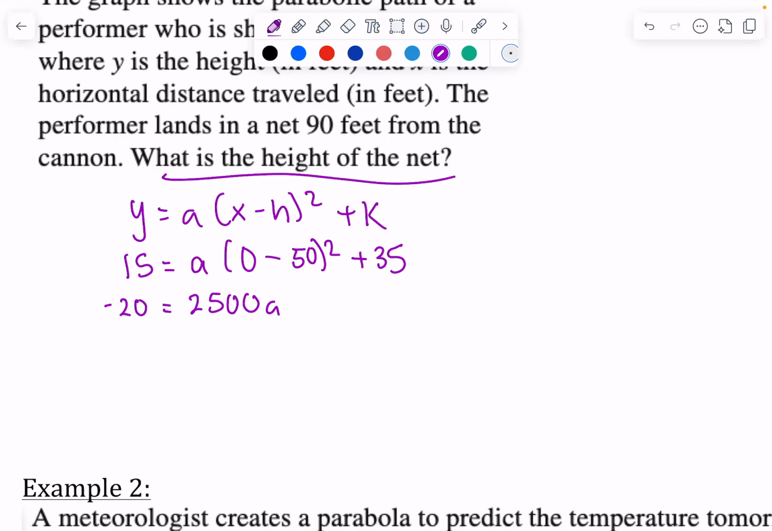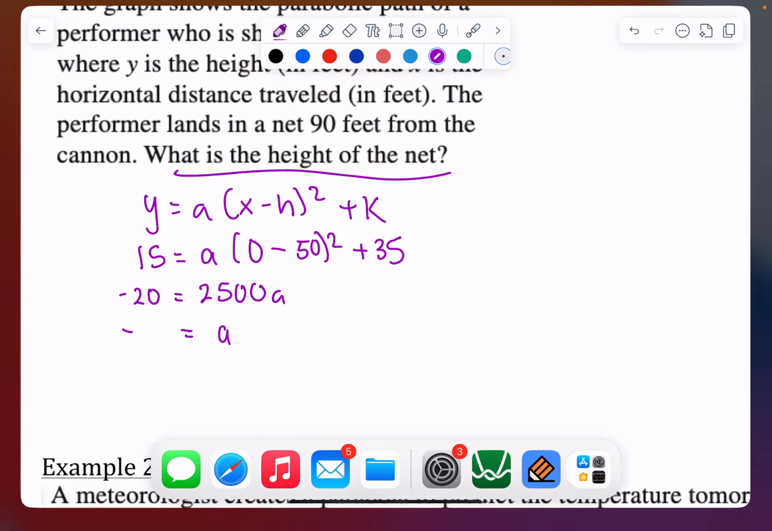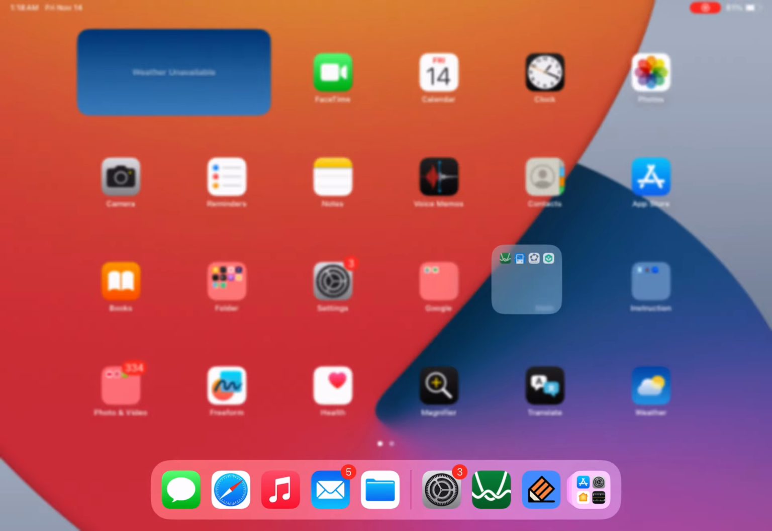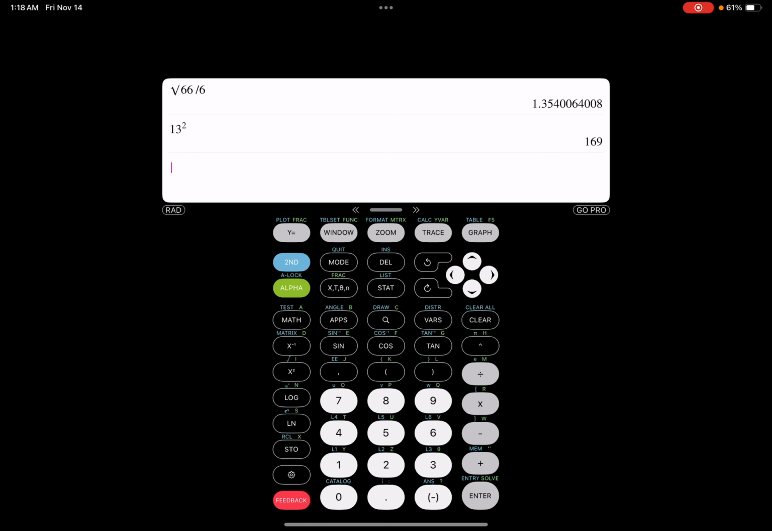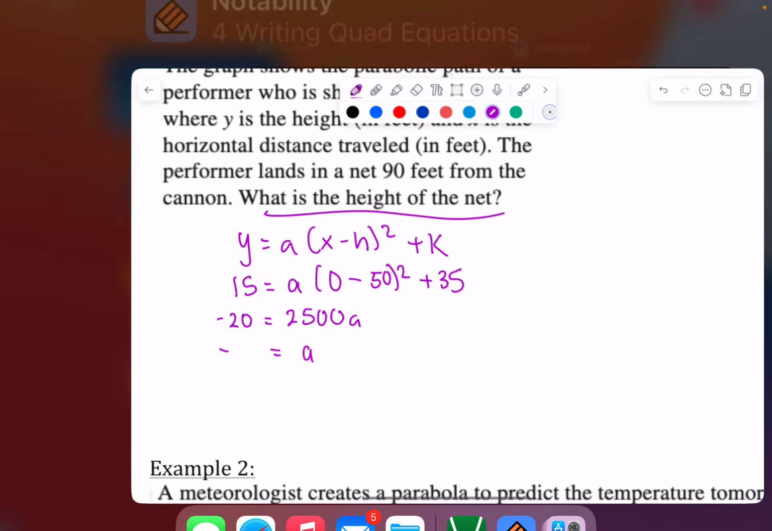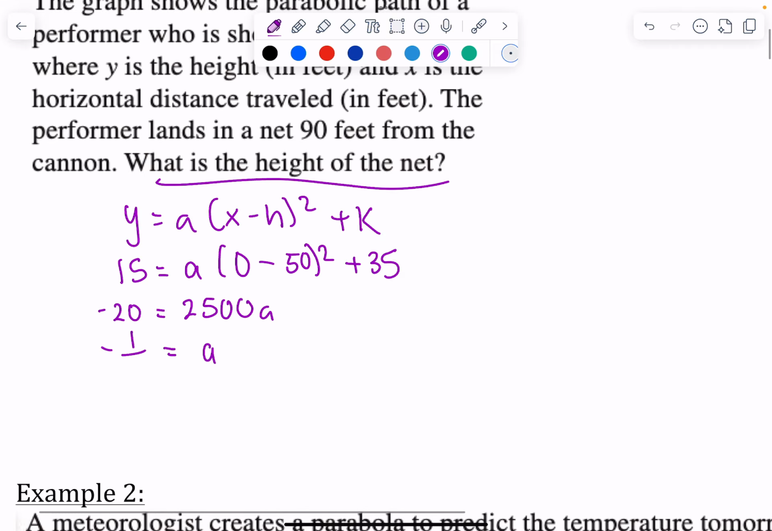Then divide on both sides by 2500, and we get, just going to use my calculator for this, you guys can as well, negative 20 divided by 2500, which is negative 0.8, but if I want it as a fraction, that'll be negative 1 over 125.